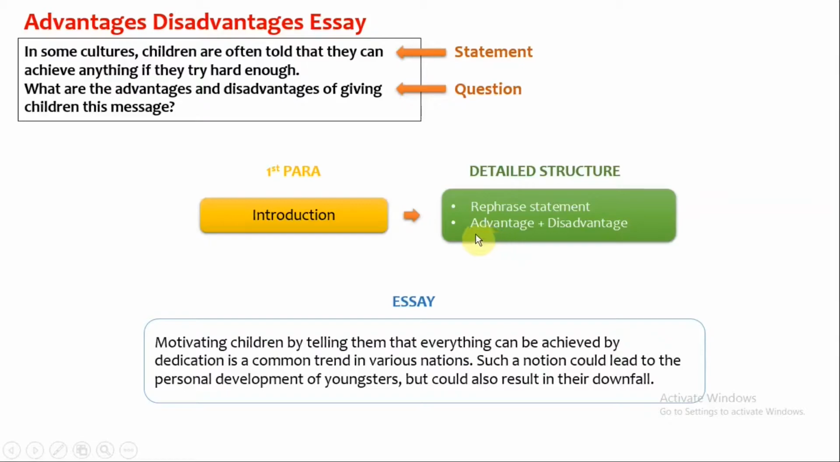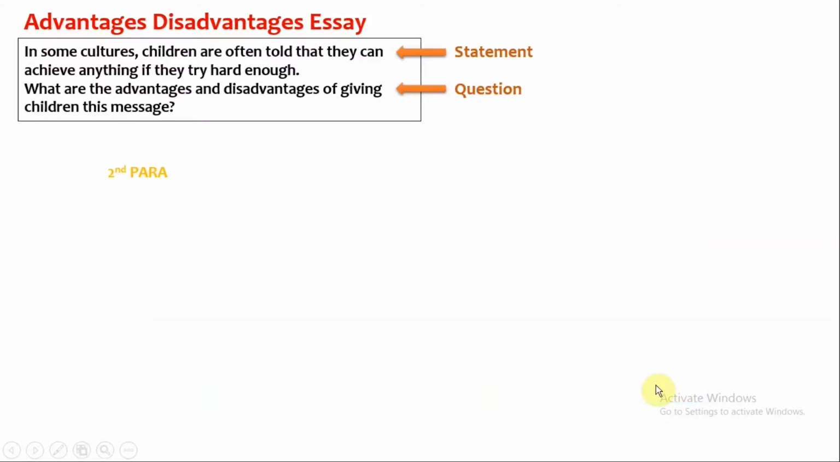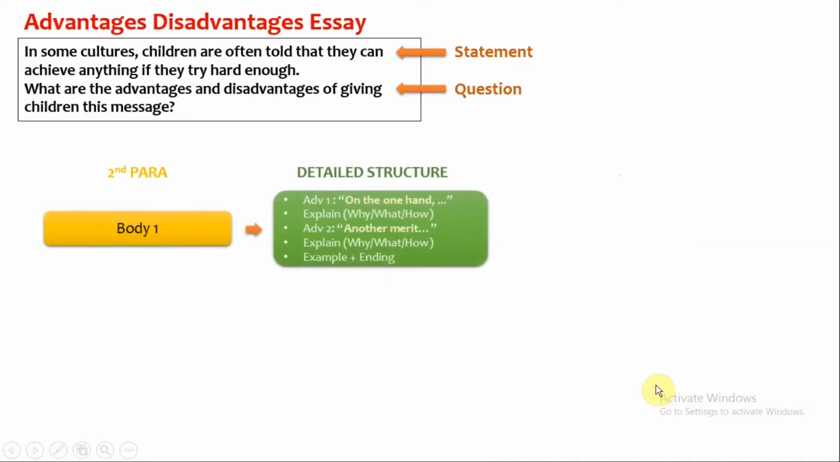Second sentence, mention a summarized sentence for both advantages and disadvantages. Such a notion could lead to the personal development of youngsters but could also result in their downfall. Here, this is the summarized advantage and this is the summarized disadvantage. Now, let's move to the second para, which is body 1.